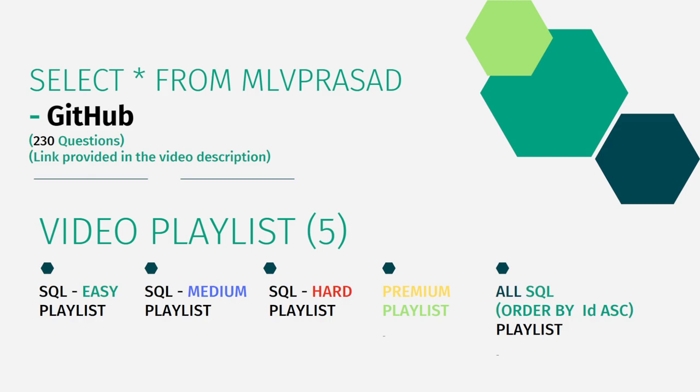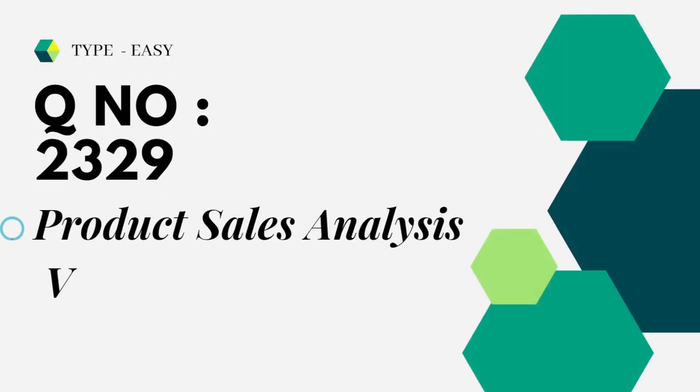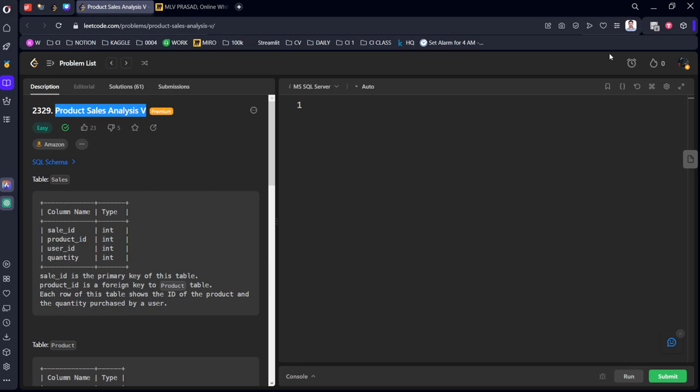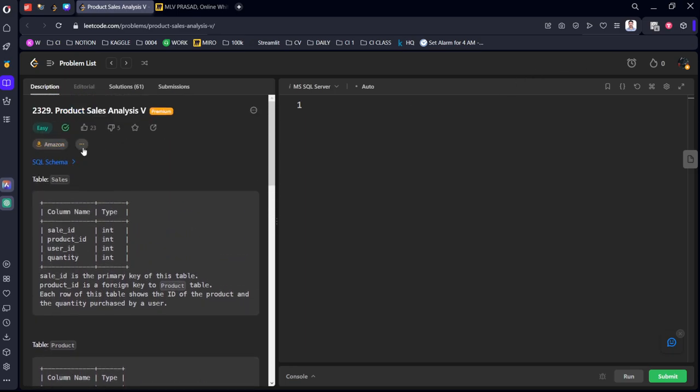Okay, let's see the question which I'm trying to solve today. The question is number 2329, type easy, Product Sales Analysis V. V stands for 5. It was already asked at Amazon.